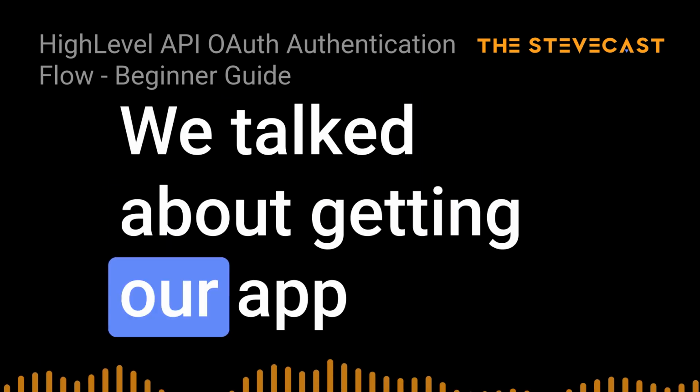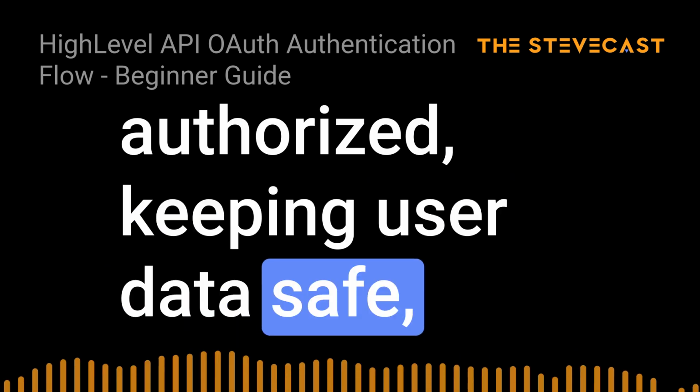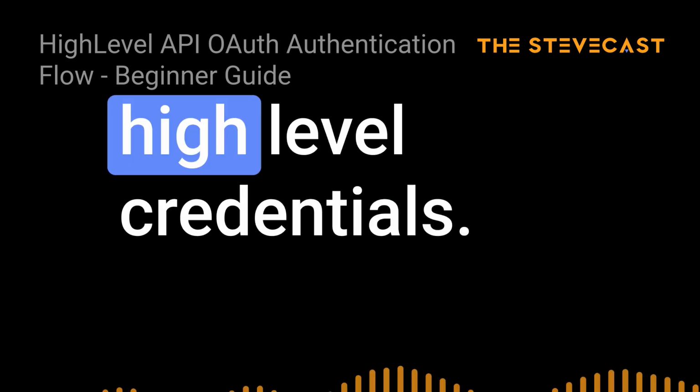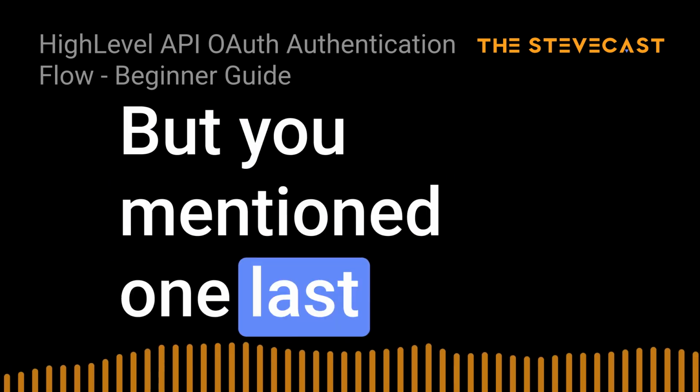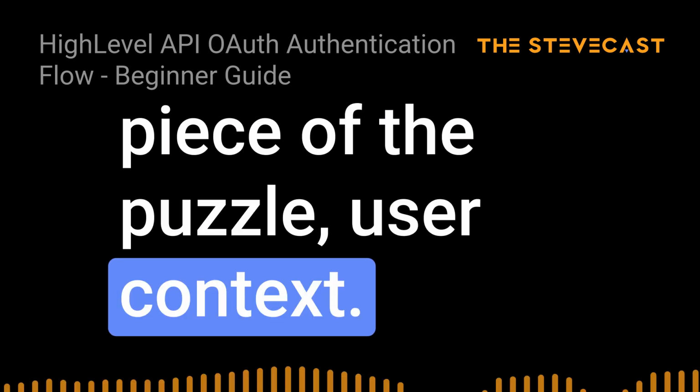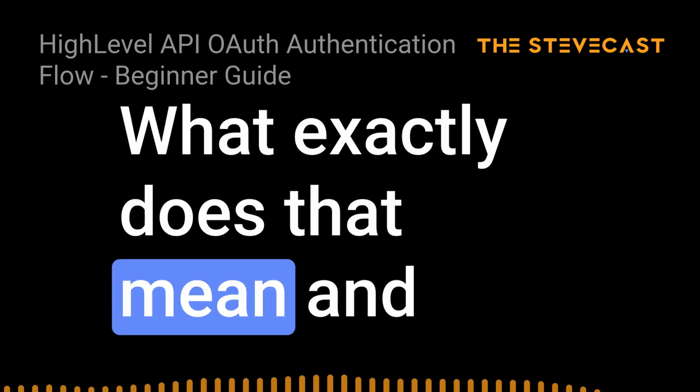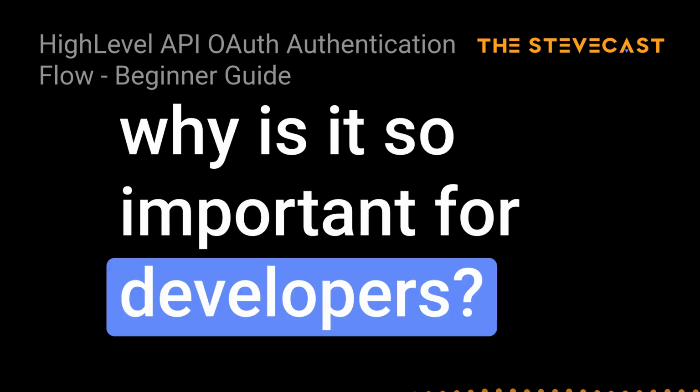All right, we've covered a ton of ground in this OAuth adventure. We talked about getting our app authorized, keeping user data safe, even letting users log in with their High Level credentials. But you mentioned one last piece of the puzzle, user context. What exactly does that mean, and why is it so important for developers?